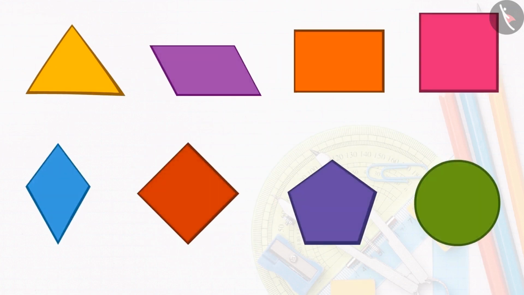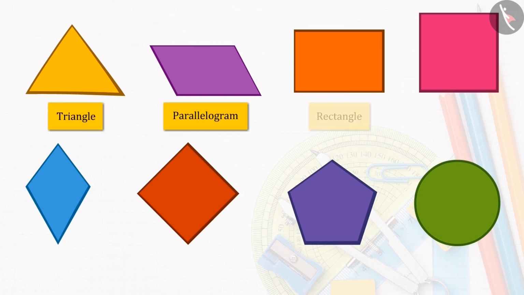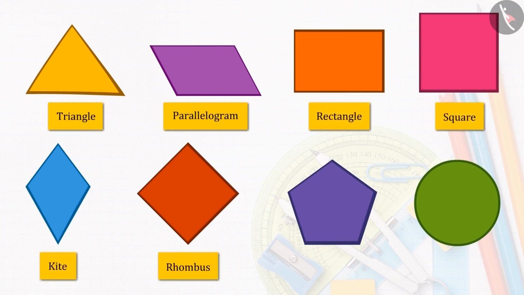Can you recognize these shapes? Identify them by pausing the video. Now match your answers. This is a triangle. This is a parallelogram. This is a rectangle, square, kite, rhombus, pentagon, and this is a circle.